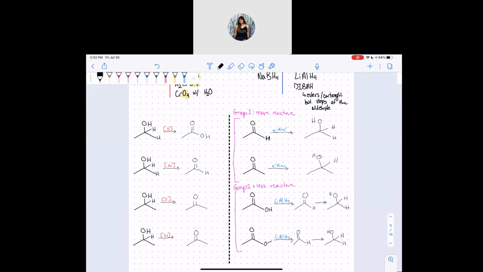So DIBAL, you probably weren't tested on this. He probably will bring it up for the final. So DIBAL is a strong reagent that only works with carboxylic acids and esters. So it only works with group 2. And it only goes up to the aldehyde step. So we don't get a full reduction. We stop at the aldehyde. So just remember that.